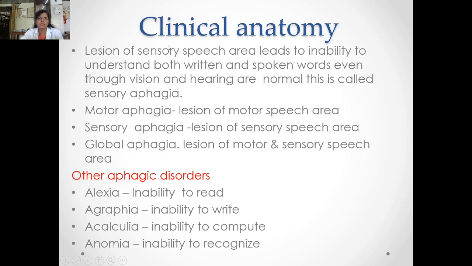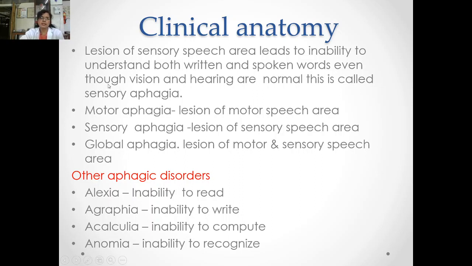Clinical anatomy of this sensory speech area. Lesions of this sensory speech area lead to inability to understand both written and spoken words, even though vision and hearing are normal, and this is called sensory aphasia. In this condition, vision and hearing are normal, but the person is unable to understand the written words and the spoken words.